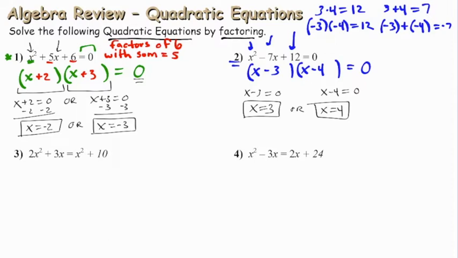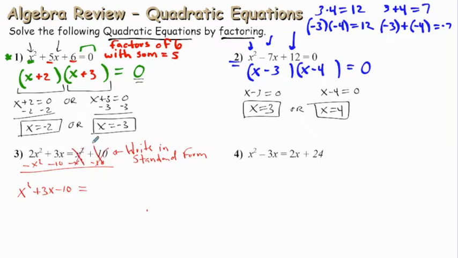Now, problem number 3 is not in standard form. So that's our first step, write in standard form. That means you need a 0 on one side of the equation and your exponents in order from highest to lowest on the other. So I'm going to subtract x squared from both sides. That gives me 2x squared minus 1x squared is 1x squared. I have a plus 3x, and I can subtract 10 from both sides, and that'll make the right-hand side 0.